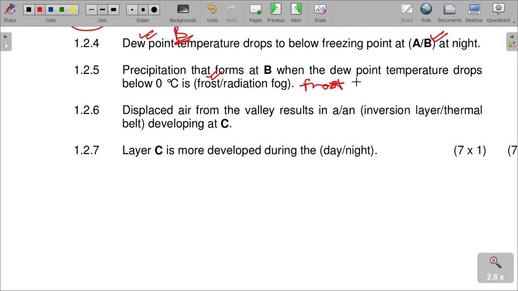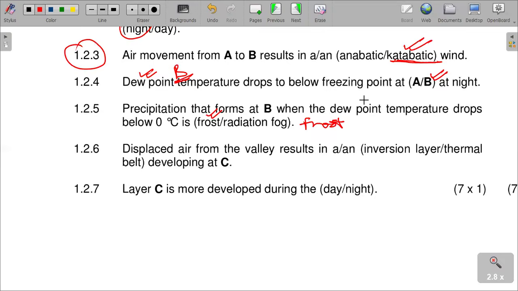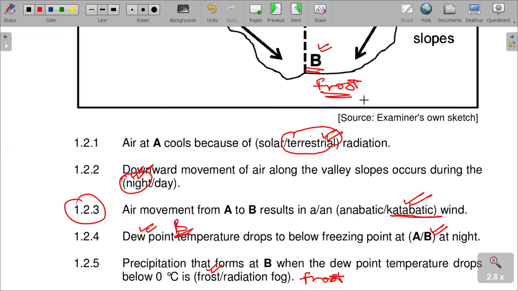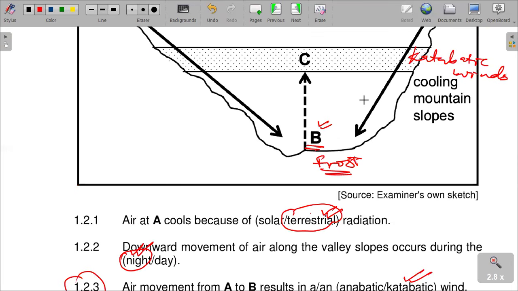Displaced air from the valley results in a dash, an inversion layer or thermal belt developing at C. We are saying this displaced air from the valley results in a dash when the air is displaced. When the air falls there, the warm air rises, and then what does it form at C there? It forms a thermal belt, which is also called an inversion layer.